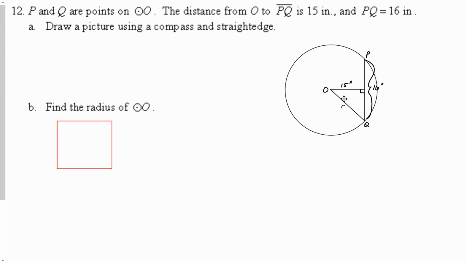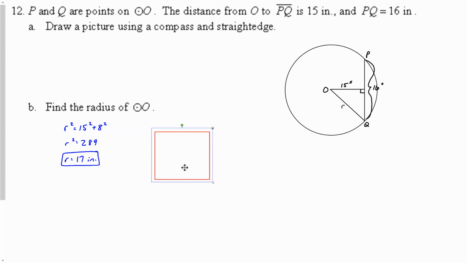Now, if we're trying to figure out what this radius is, we need to realize that chord PQ is bisected by this portion of a diameter from the center of the circle to that chord. So we would have 8 for the remaining leg of the right triangle. When we do the Pythagorean theorem, trying to find the hypotenuse, we would just need r squared equals 15 squared plus 8 squared, and that results in a length of the radius being 17 inches.